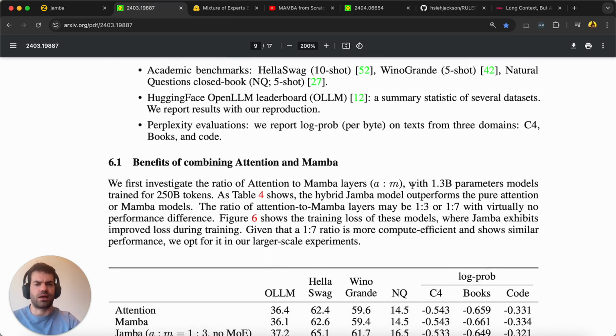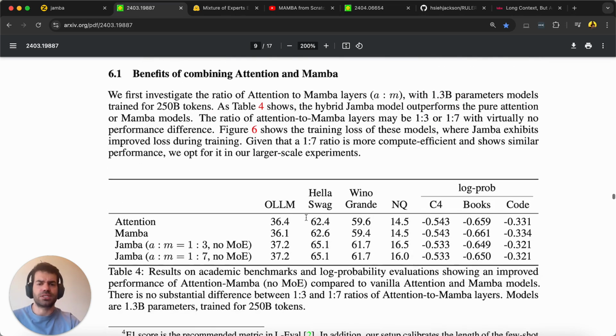So again, we did it for 1.3 billion parameters trained for 250 billion tokens. And you can see here the results of all of them. Like I said before, we did a lot of ablations. And you can see here the performance, where just attention and just Mamba perform worse on all of those. But these two for Jamba, without even an MoE, so 1 to 3 and 1 to 7, these two settings really made the model better in overall performance. And because the 1 to 3 ratio is more compute efficient, this is why they chose this one.